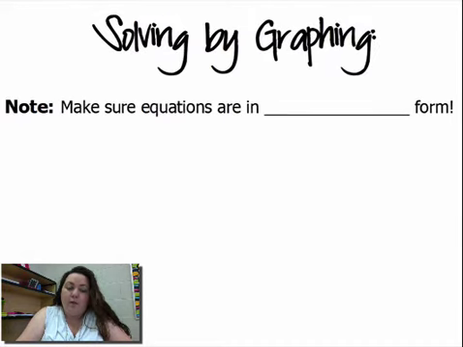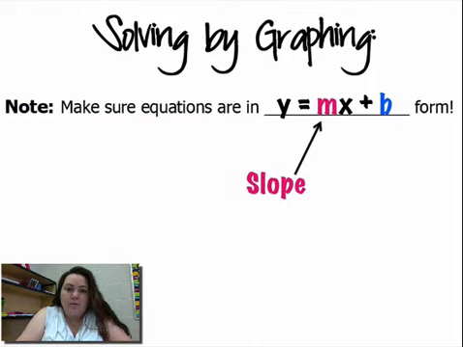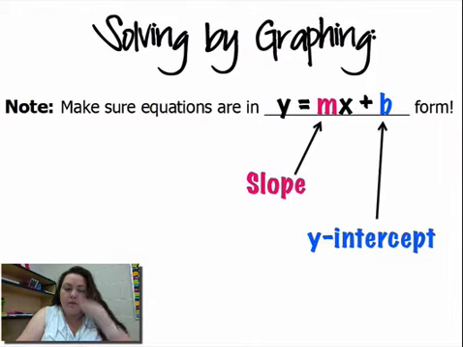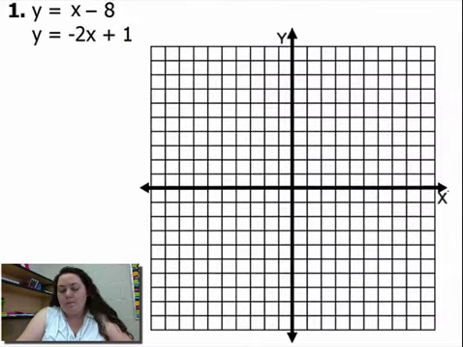Alright, solving by graphing. The first thing we're going to want to do is make sure our equation is in slope-intercept form, which is y = mx + b, where m is our slope and b is our y-intercept. So here's my first system of equations. I have y = x - 8, and y = -2x + 1. All I'm going to do is graph both of those on the same coordinate plane and try to see where they intersect. They're both written in slope-intercept form.